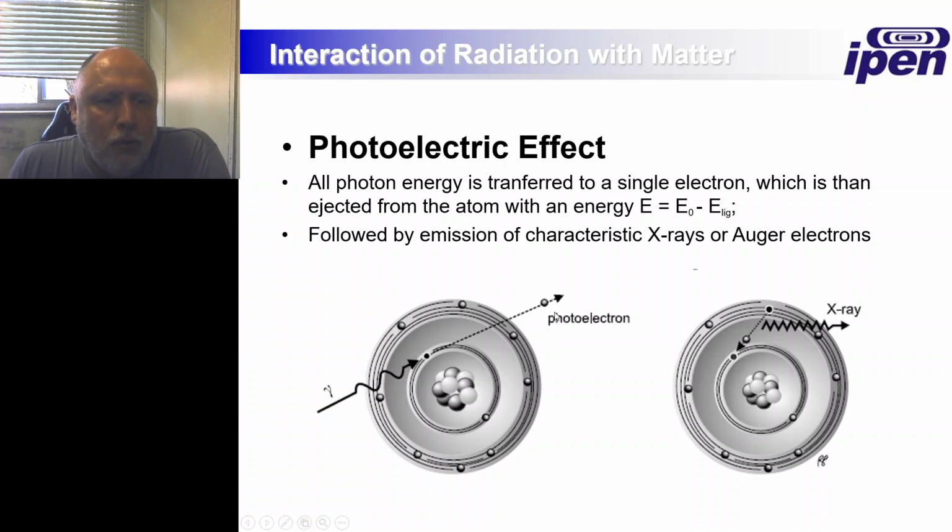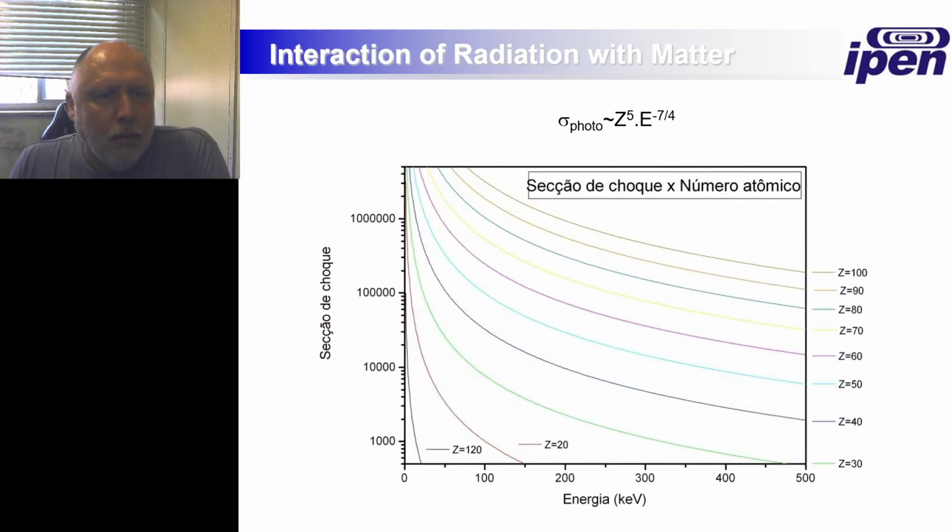But okay, the important thing here is the photon puts all of its energy on a single electron. So these electrons have a very well-defined energy, right? It's not an energy range, it's a very well-defined energy, right? And the cross-section for photoelectric effect goes with the atomic number to the fifth, and the energy to the -2 or something, almost that.